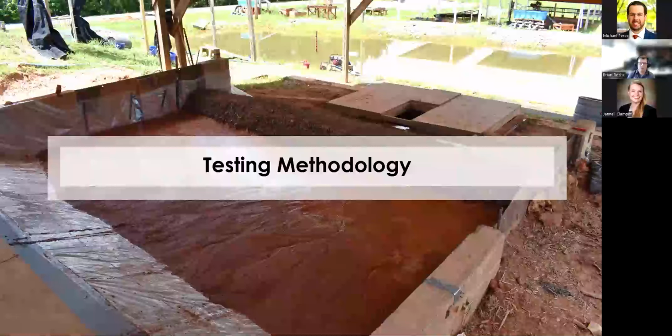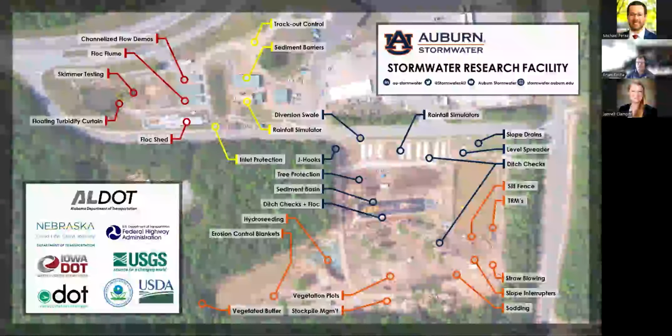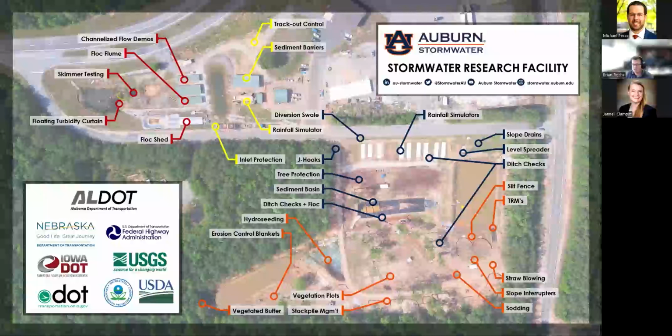So from here, we developed our testing methodology. All of our testing happened at our stormwater research facility, which, if you're not familiar, is about 12 acres out in Opelika, Alabama, dedicated to testing and training of erosion and sediment control practices. And all the testing for this project was completed in our sediment barrier testing apparatus shown here.